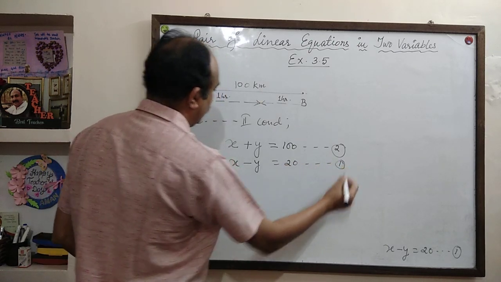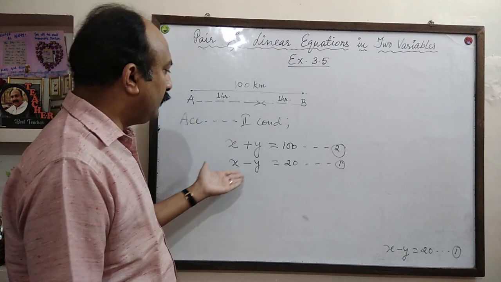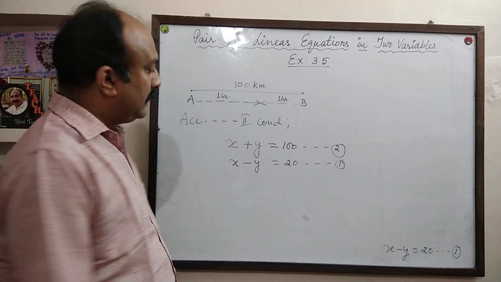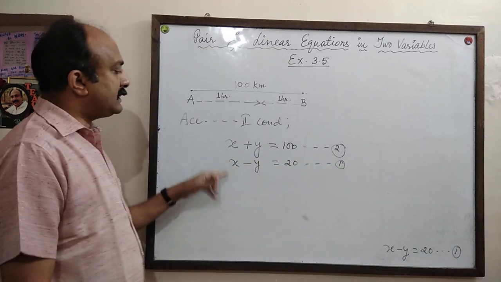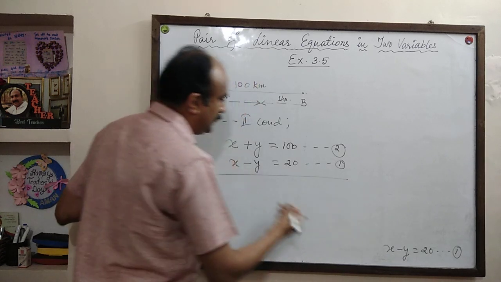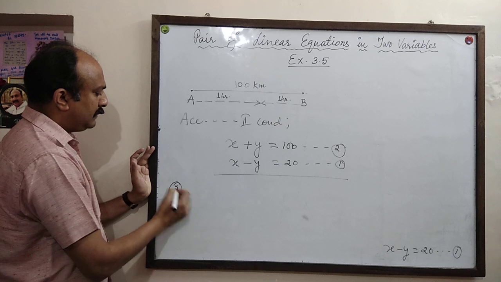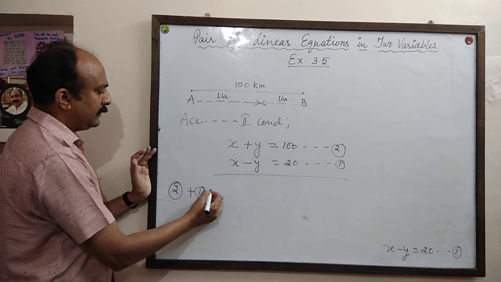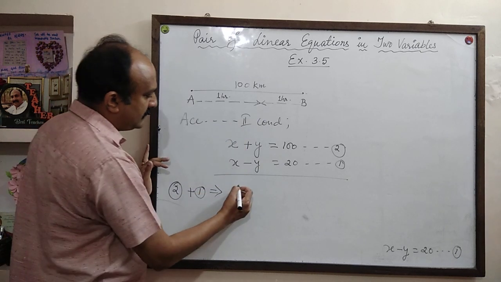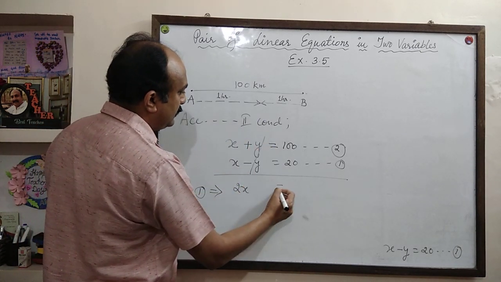Equation number 1. You have both the options open. If you add together, then Y and minus Y will get cancelled. If you subtract, then X and X will get cancelled. You can do either addition or subtraction. I am doing equation number 2 plus equation number 1. I am doing addition. X plus X, 2X plus Y minus Y, cancel.